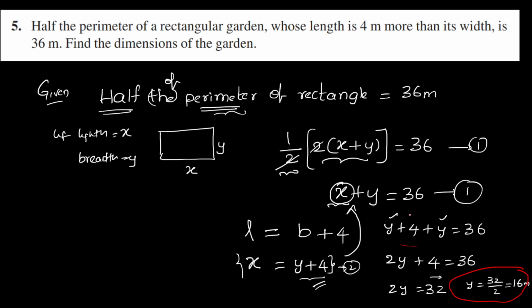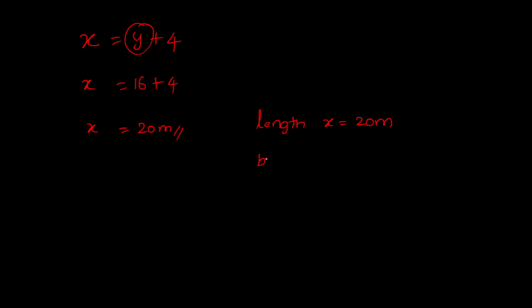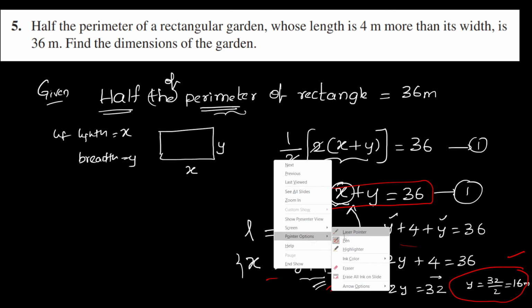This y value we will substitute in equation 1 or equation 2. Here we already have x is equal to y plus 4. We know that x is equal to y plus 4, and the y value is 16. So x is equal to 16 plus 4, x is equal to 20 meters. So length x is equal to 20 meters, and breadth or width y is equal to 16 meters. That's it.